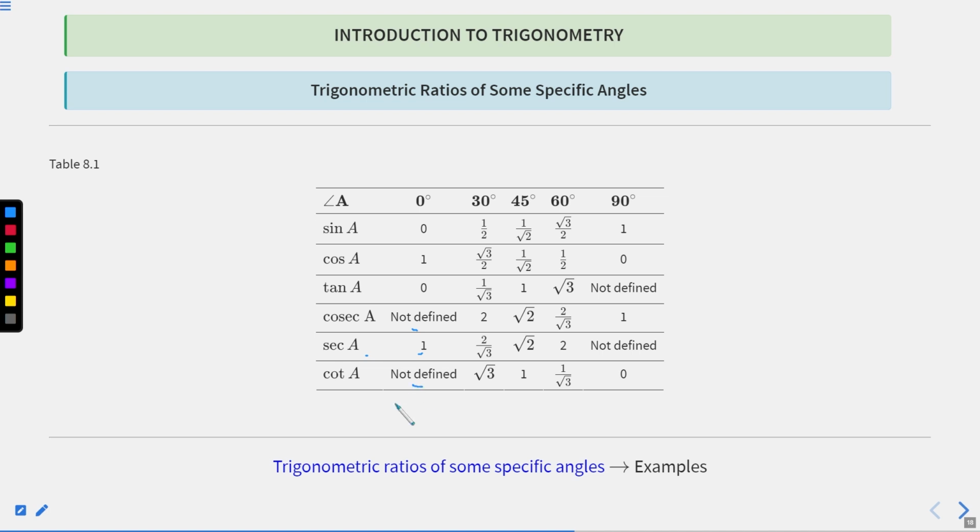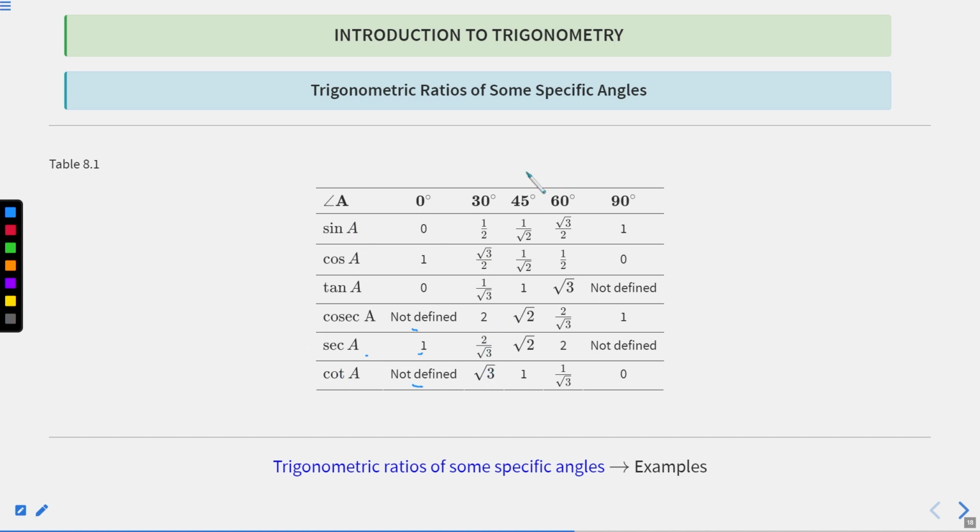Okay, and when angle A is equal to 30 degree, then sin A is equal to 1 by 2, cos A is equal to root 3 by 2, tan A is equal to 1 by root 3, cosec A is equal to 2, sec A is equal to 2 by root 3, and cot A is equal to root 3.